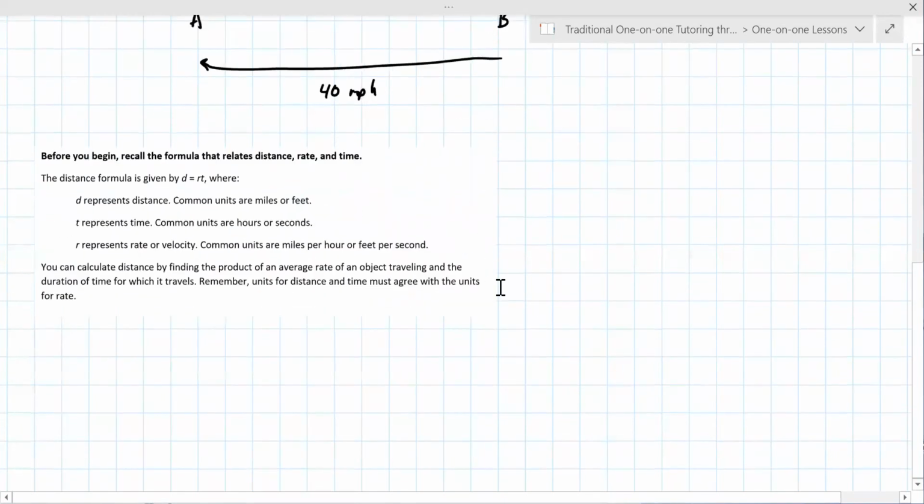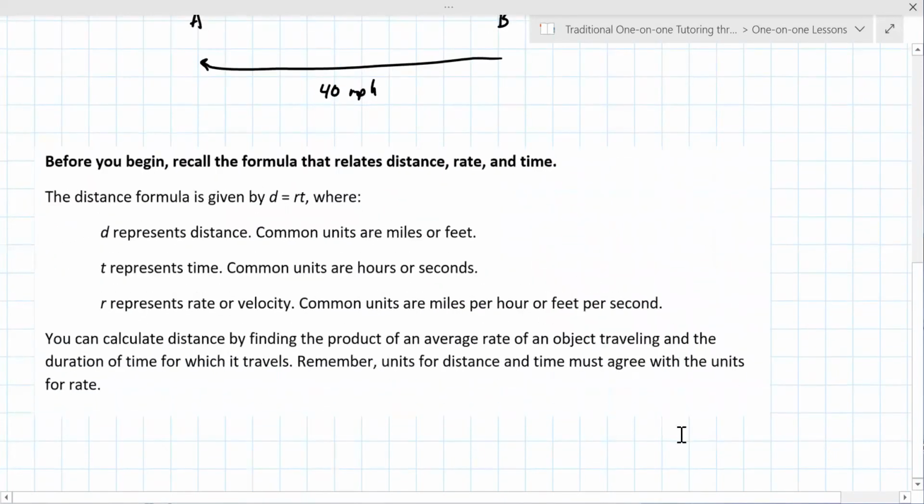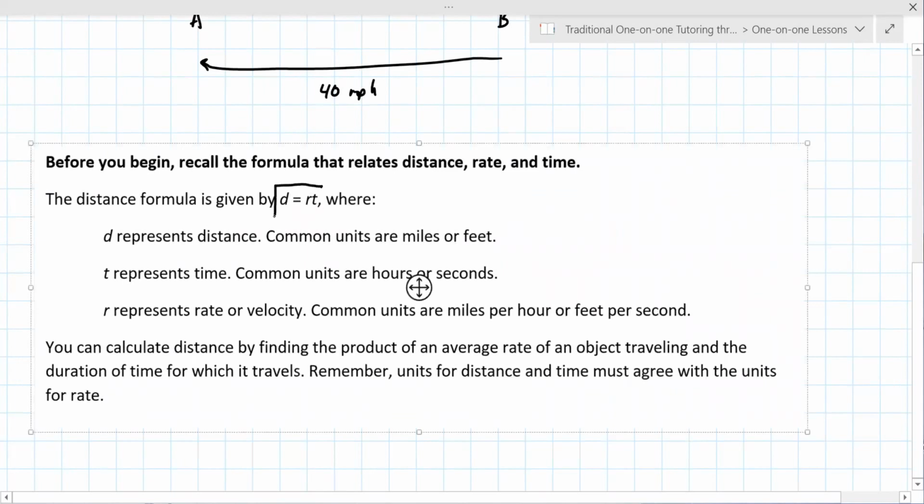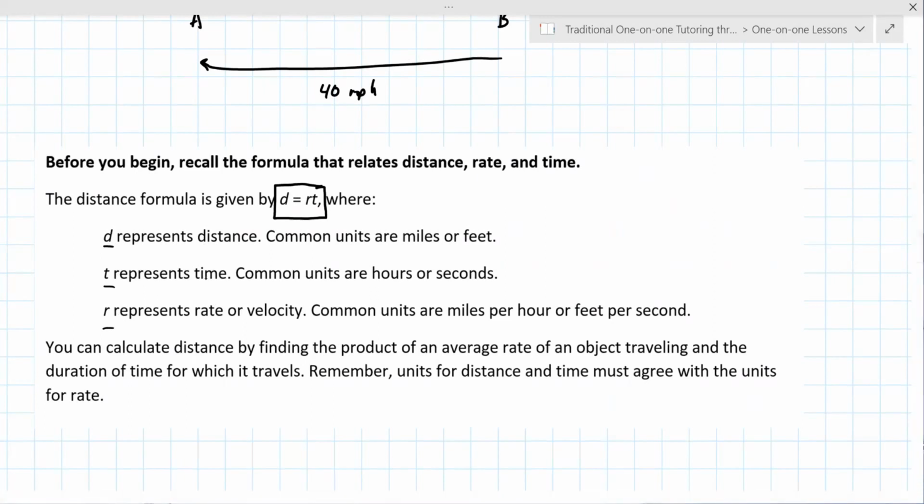Okay, so there's this very, very useful formula. Distance equals rate times time. And so each of the variables are defined here. D is distance, T is time, and R is the rate. Is that okay? Have you seen that before? Okay, so now I think we can get into step 1.